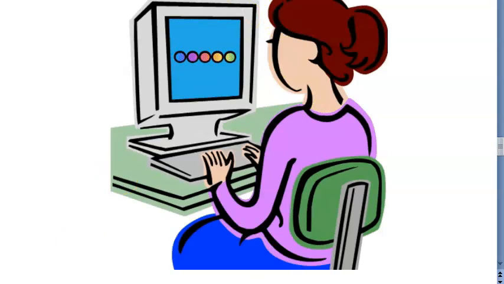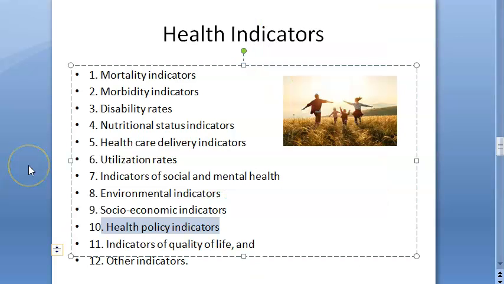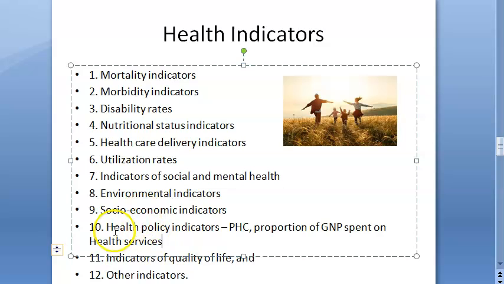Okay, we'll move on to health policy indicators now. So we have an allocation of adequate resources, proportion of GNP, gross national product, spent on health services. So how much is the government spending on health services? How much on health related activities like water supply, sanitation, housing, nutrition, community development, and proportion of total health resources devoted to primary health care. All that you will write here guys, primary health care, and the proportion of GNP which is spent on health services, etc. Okay, those will become health policy indicators.